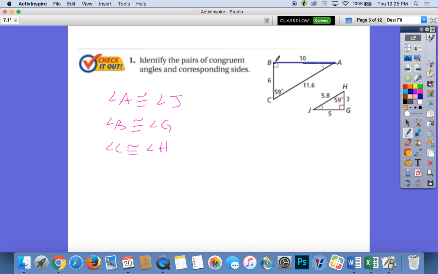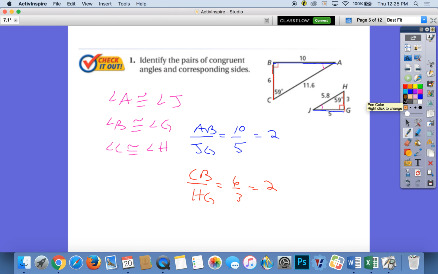So AB is proportionate to JG, which is 10 over 5, which simplifies to 2. And then we also have CB and HG, which is 6 over 3, and that simplifies to 2 as well. And then our final pair is AC and JH, which is 11.6 and 5.8, which simplifies to 2.